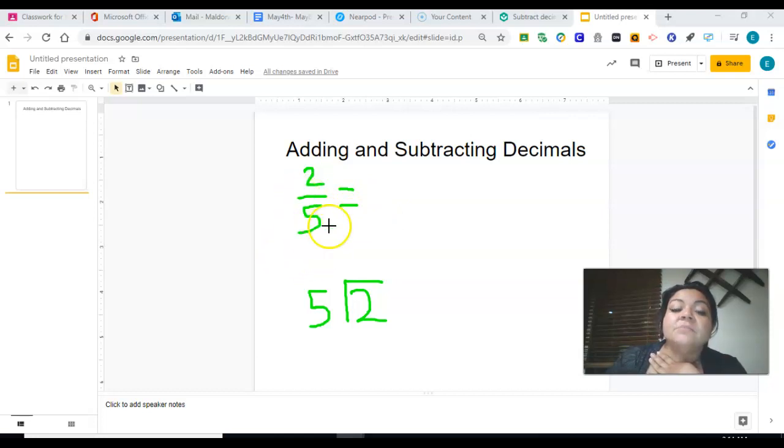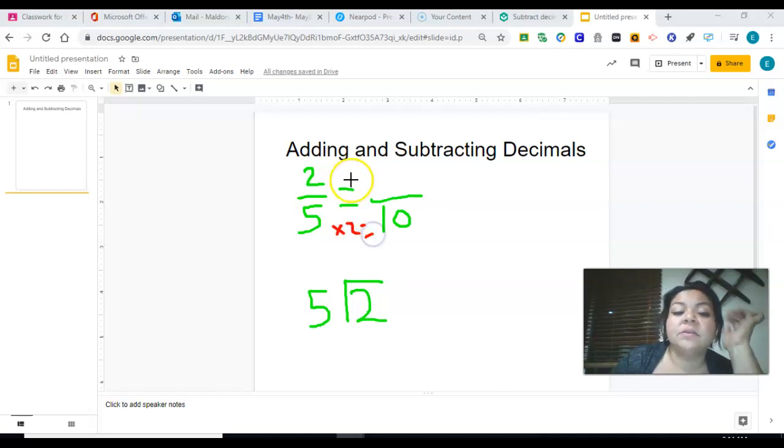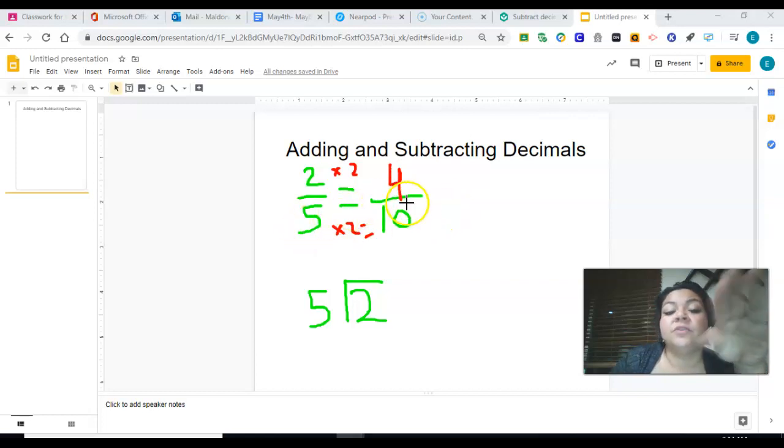And 5 is a factor of 10, right? So I'm going to find the equivalent fraction with a 10 in the denominator. To convert this, I need to think: 5 times what number will equal 10? That would be 2, right? 5 times 2 equals 10. So if I do that to the denominator, I do that to the numerator. 2 times 2 equals 4. So 2/5 is equal to 4/10.